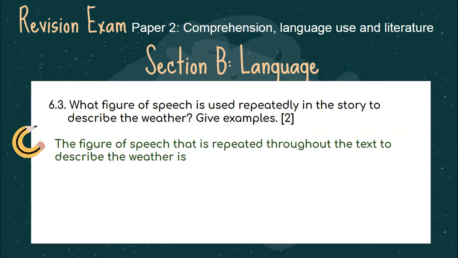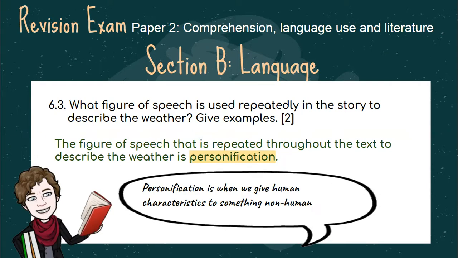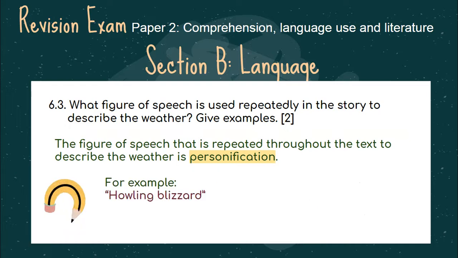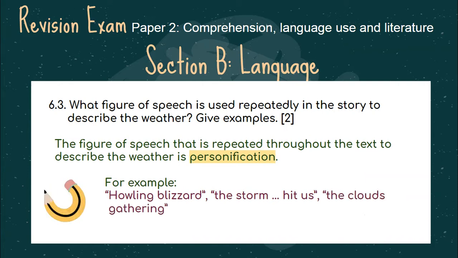The figure of speech that is repeated throughout the text to describe the weather is, can you see how I use the same phrasing? Okay, I see personification. Just a reminder, personification is when we give human characteristics to something non-human. So there were a few. I spotted howling blizzard, the storm hit us, and the clouds gathering.